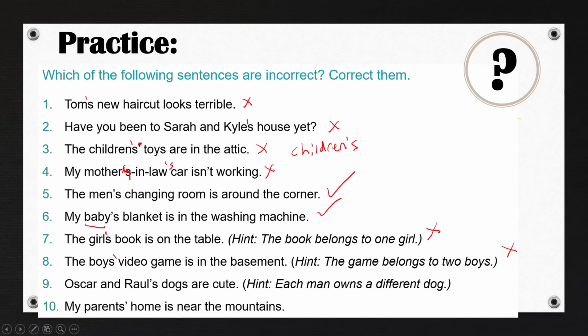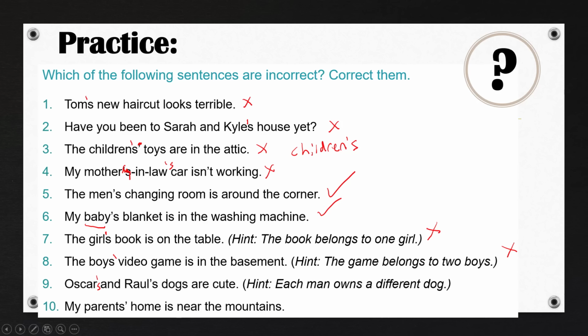Number 9, Oscar and Raoul's dogs are cute. This is incorrect. This sentence would be correct if Oscar and Raoul together owned multiple dogs. But because each man owns a different dog, we have to say Oscar's and Raoul's dogs are cute, because one dog belongs to Raoul and one dog belongs to Oscar.